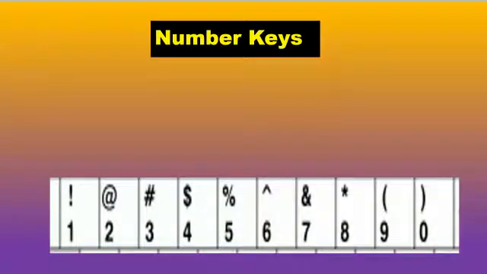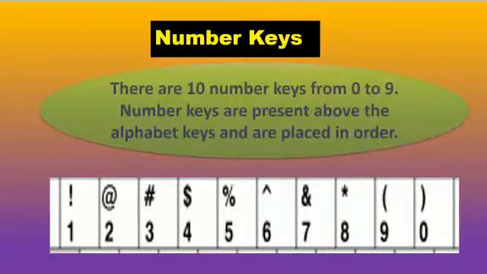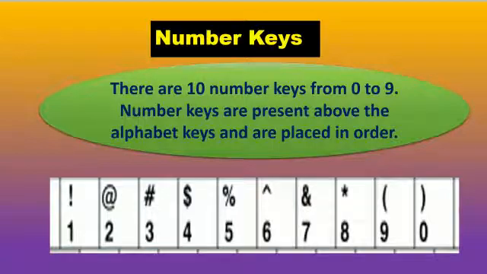Let us see the number keys. Number keys have numbers on them like 1, 2, 3, 4, 5, 6, 7, 8, 9 and 0. You can type any number with the help of these keys. These keys are 10 in number. Number keys are present above the alphabet keys. We can type any numeric value with the help of these keys.